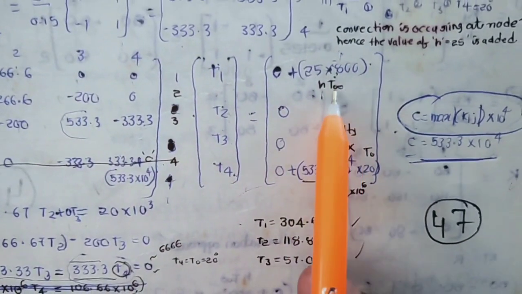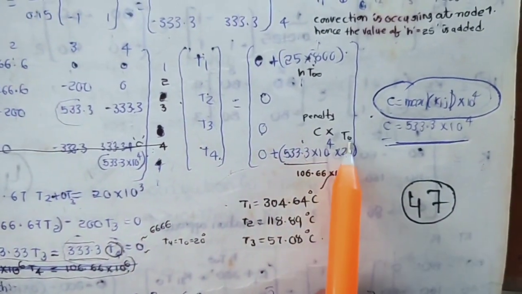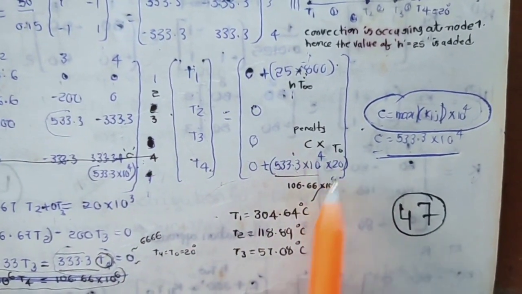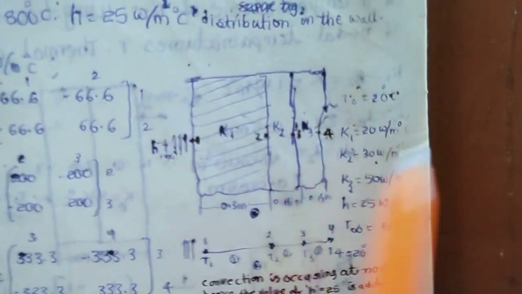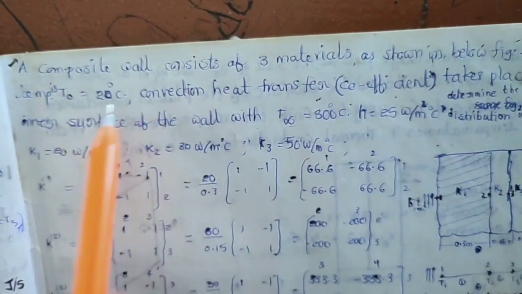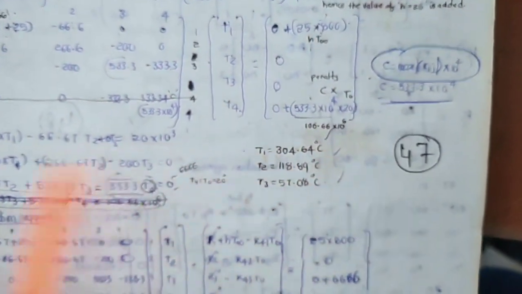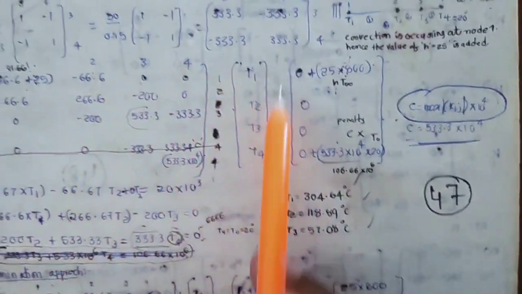This is the T naught value, how much? 800. Similarly here also plus C, here plus C into T naught. This is the C value into the T naught value, which is 20 degree centigrade, as mentioned here. Like that you add all the values, and you know how to do these calculations.